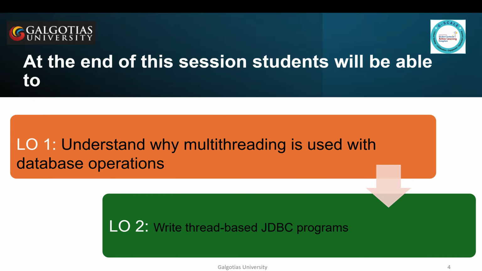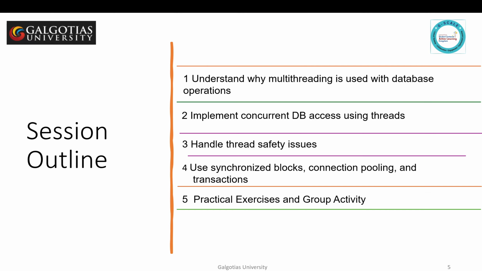By the end of this session, you will be able to understand how multithreading works with databases, how multiple threads can safely access a database, and how JDBC connections should be managed in a multithreaded environment. In this session, we will first understand the concept of multithreading. Then we will see why multithreading is required in database applications. After that, we will discuss the multithreaded JDBC environment, and finally, we will see a simple Java example that demonstrates multithreading with database operations.